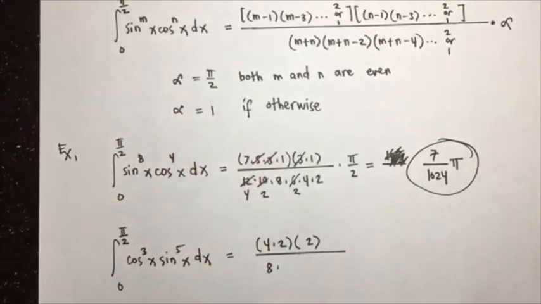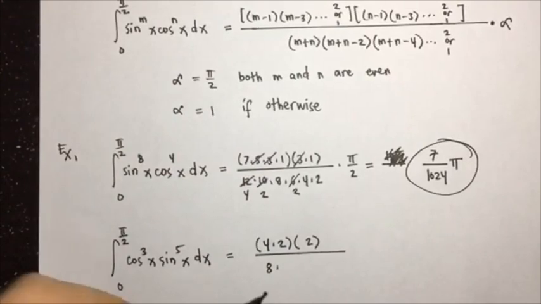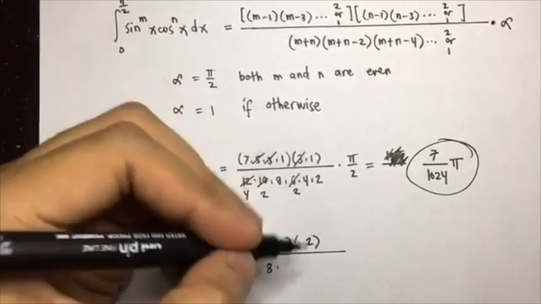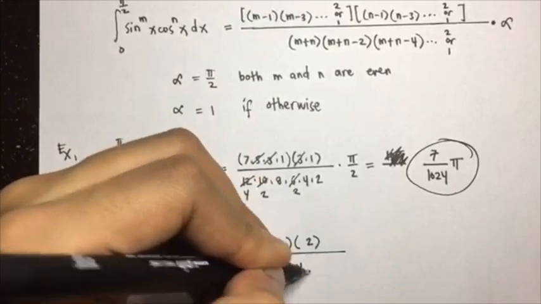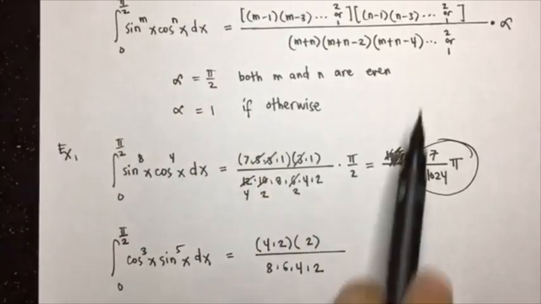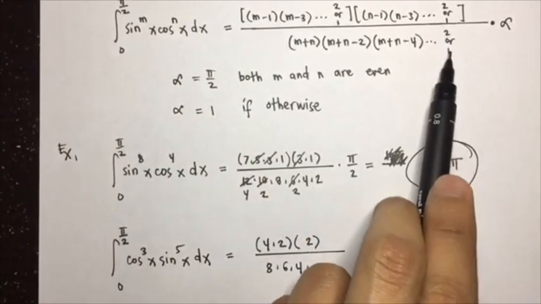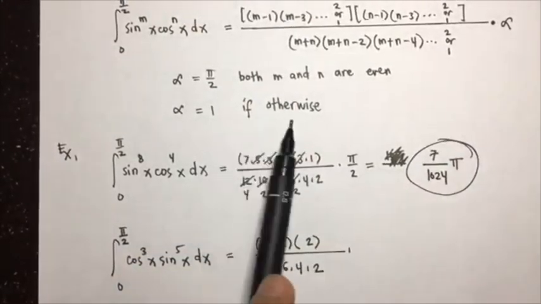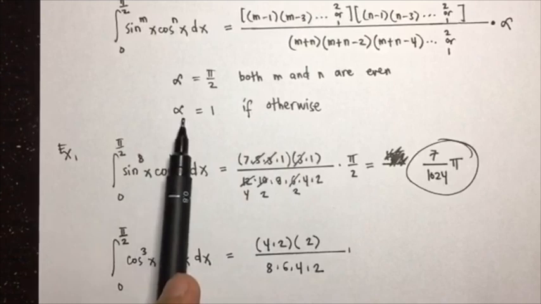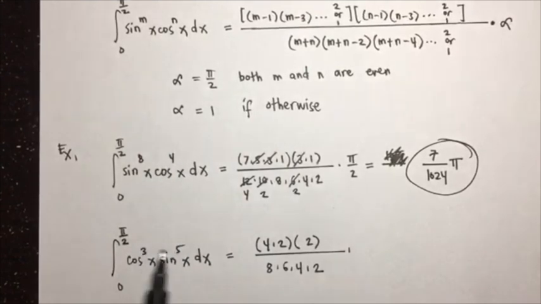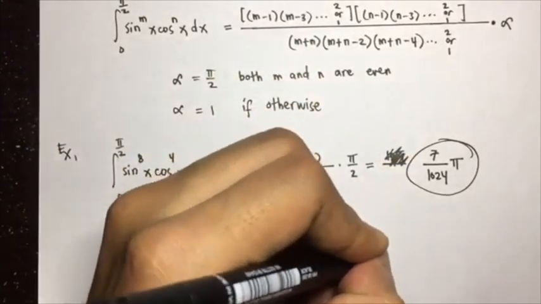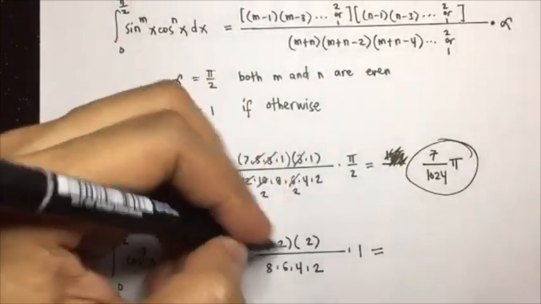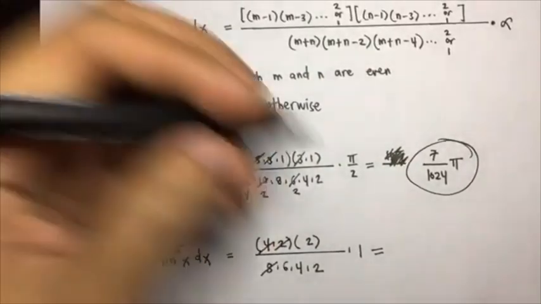Times minus 2, minus 2, minus 2. So 8 times 6 times 4 times 2 until we reach 2 or 1. Multiplied by our alpha, which in this case is equal to 1, because both m and n are odd. So times 1. Therefore, we can cancel 8 and we can cancel 2.